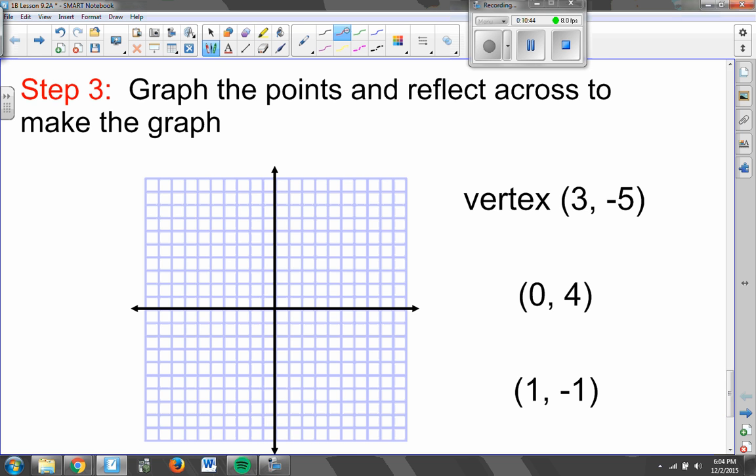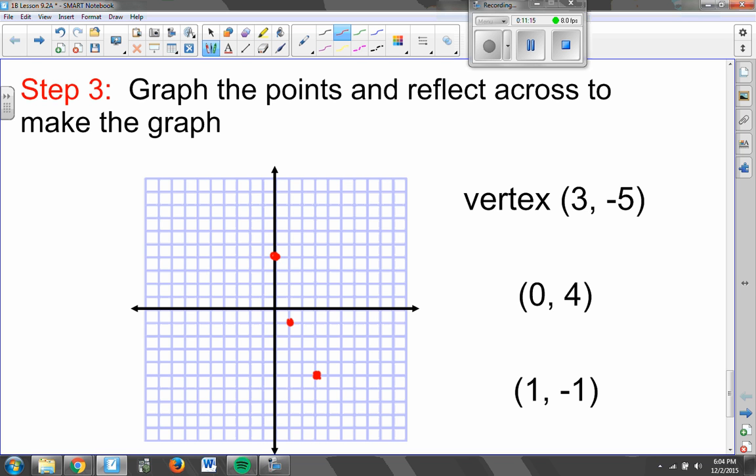But I'm going to start with my vertex, as I mentioned before. My vertex is at 3 in the x. 1, 2, 3. Down 5 in the y. 1, 2, 3, 4, 5. Right there. 3 in the x, negative 5 in the y. Okay? Another point that I know is 0 in the x, up 4 in the y. 1, 2, 3, 4, right up there. And I know 1, negative 1.